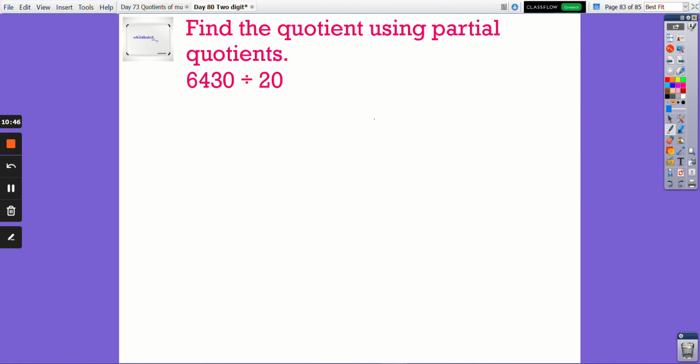All right, you are going to try this one. So try one more for me. Set it up on your whiteboard, partial quotients. Think about multiples of 10. Pull things out. Pull out easy numbers. Go ahead and pause the video and do that.